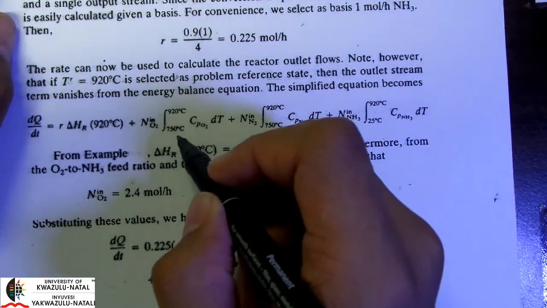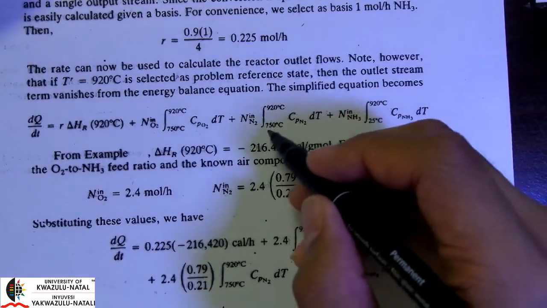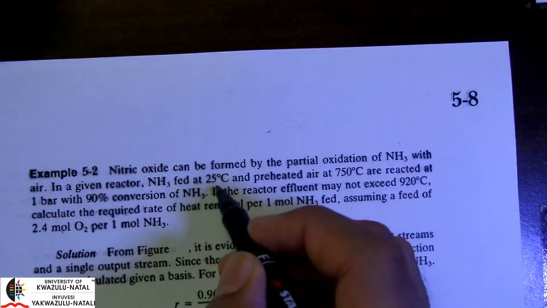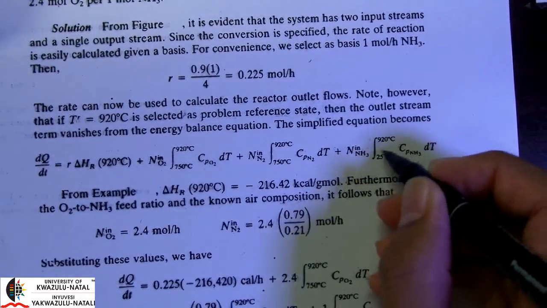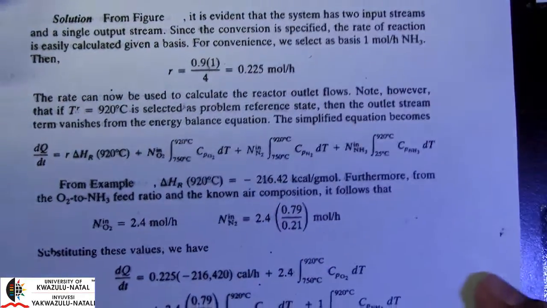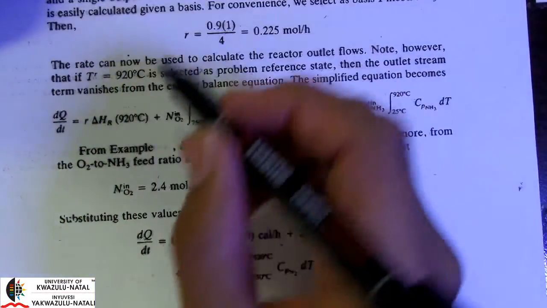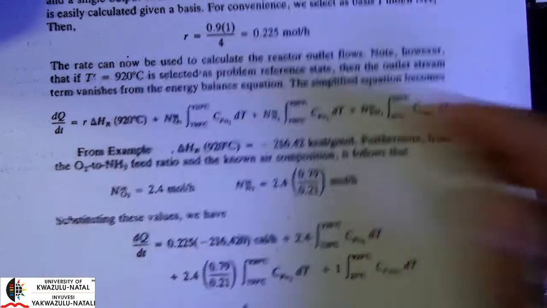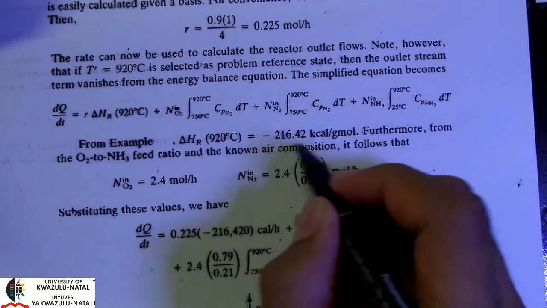So that's the integral of Cp dT from 750 to 920. And we are told that ammonia comes in at 25 degrees, so ammonia will be integrated from 25 to 920. Now for this particular problem, the heat of reaction for ammonia has been evaluated from a previous example, so we'll just use our value here.